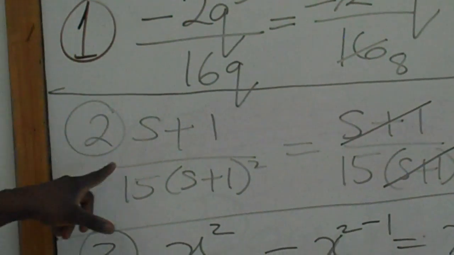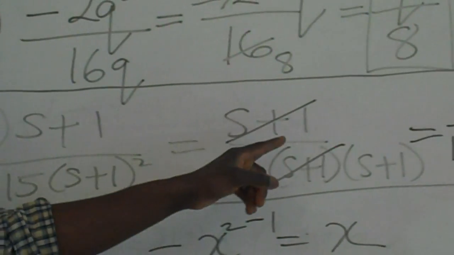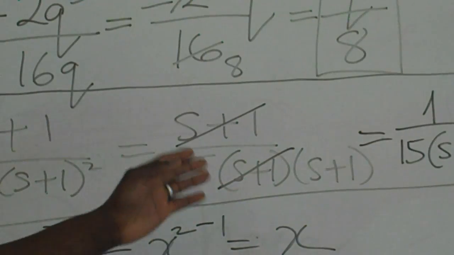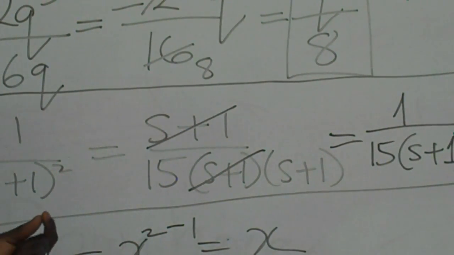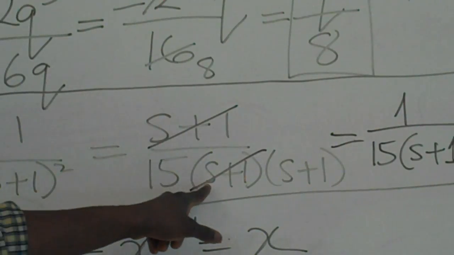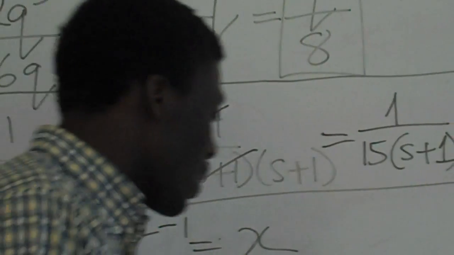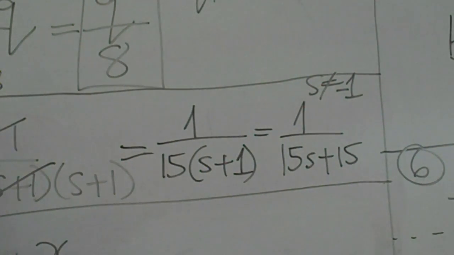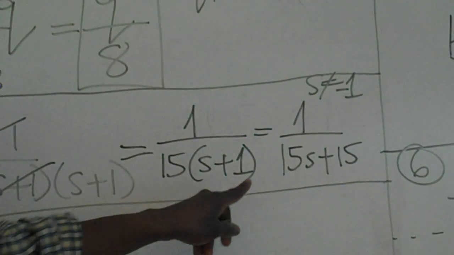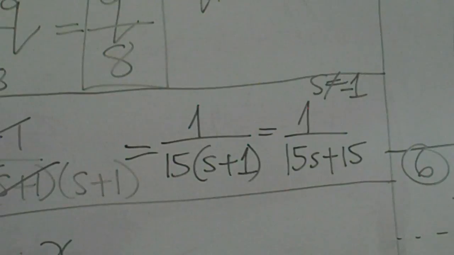The second example, s plus 1 divided by that. When we simplify that, we get s plus 1 over 15 into s plus 1 times s plus 1. The excluded value is 1, of course, well, minus 1. Because if you put a minus 1, you get 0, and that makes everything 0. And then we move on to the simplified form. The s plus 1's cancel, so we get 1 over 15s plus 1. We can distribute this, and we get 1 over 15s plus 15.